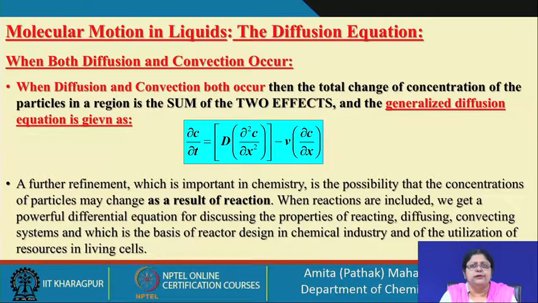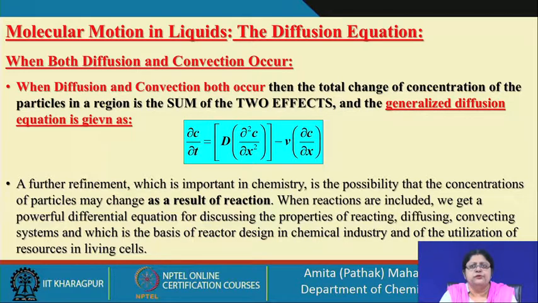These are very important in the chemical industry for designing reactors and for many other purposes: how the flow is going to be, what sort of system you are going to use. These equations become very important when you are trying to do applications in the chemical industry. They are also quite important in living cells, which I have not discussed, and how the ions or the minerals are transported in our body.